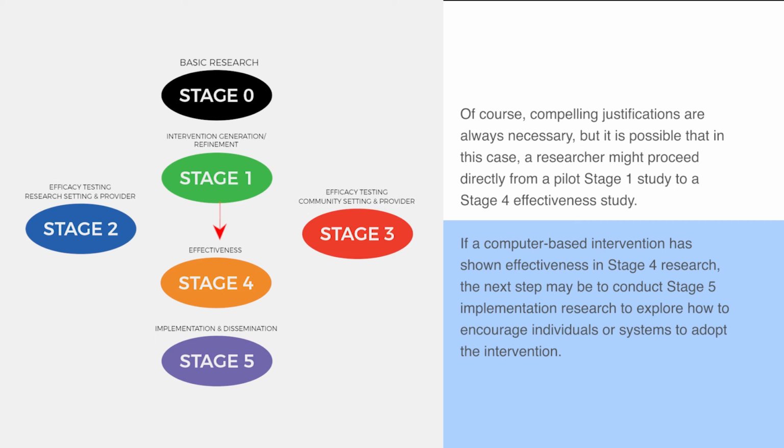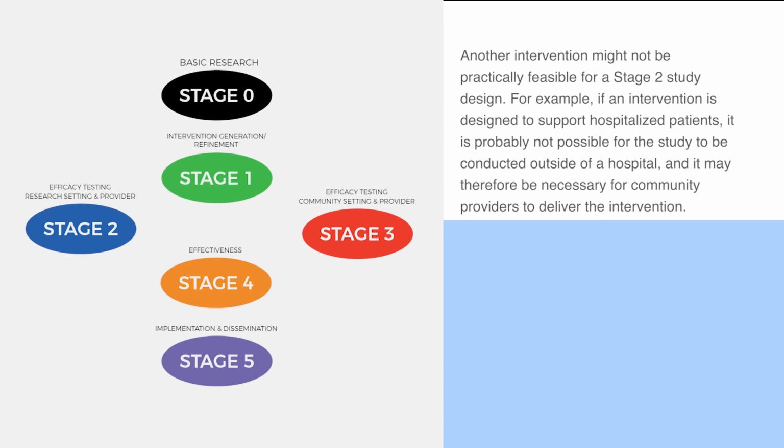If a computer-based intervention has shown effectiveness in Stage 4 research, the next step may be to conduct Stage 5 implementation research to explore how to encourage individuals or systems to adopt the intervention. Another intervention might not be practically feasible for a Stage 2 study design. For example, if an intervention is designed to support hospitalized patients, it is probably not possible for the study to be conducted outside of a hospital, and it may therefore be necessary for community providers to deliver the intervention.